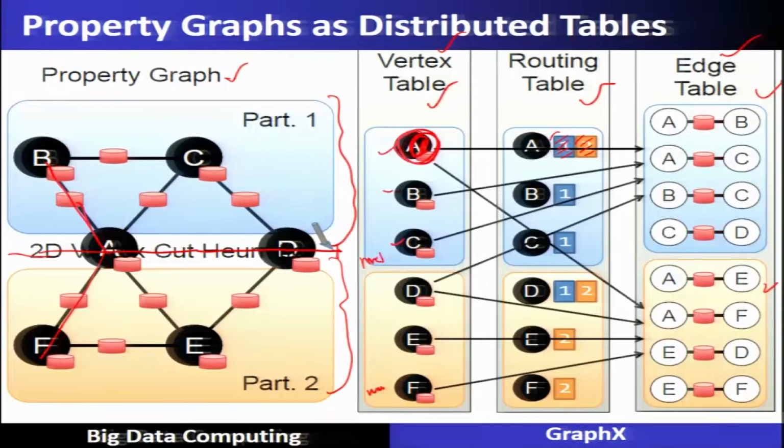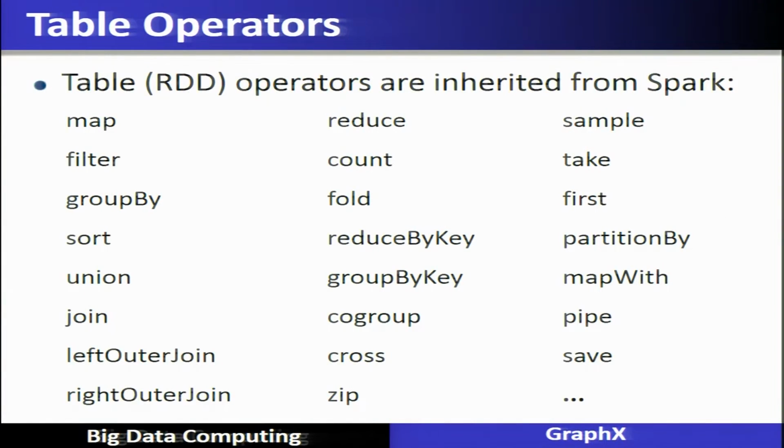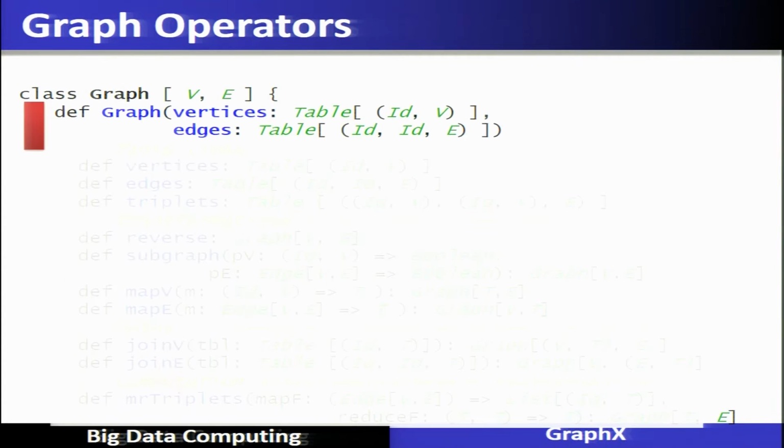And for example, the node or vertex E will be referred to only in the second partition, hence the routing table for E will contain only 2, the second partition. This way the vertex table and edge table can be distributed, and together with the help of the routing table will be used as distributed tables. There are different table operators which are inherited from Spark that we can see here.